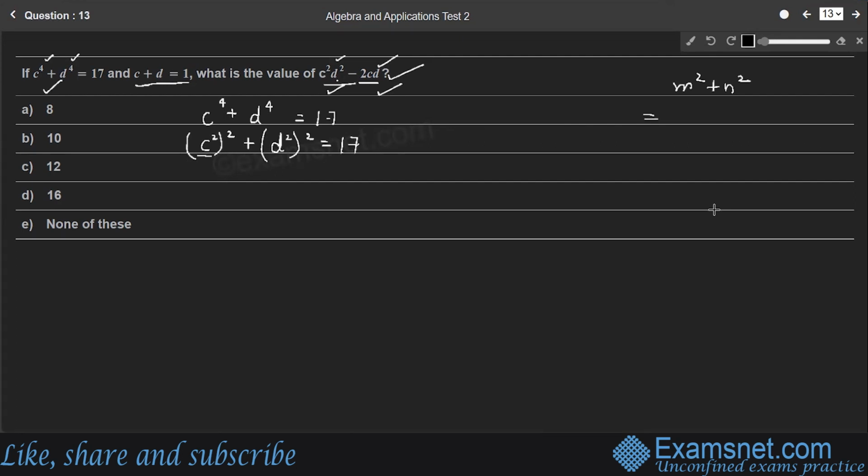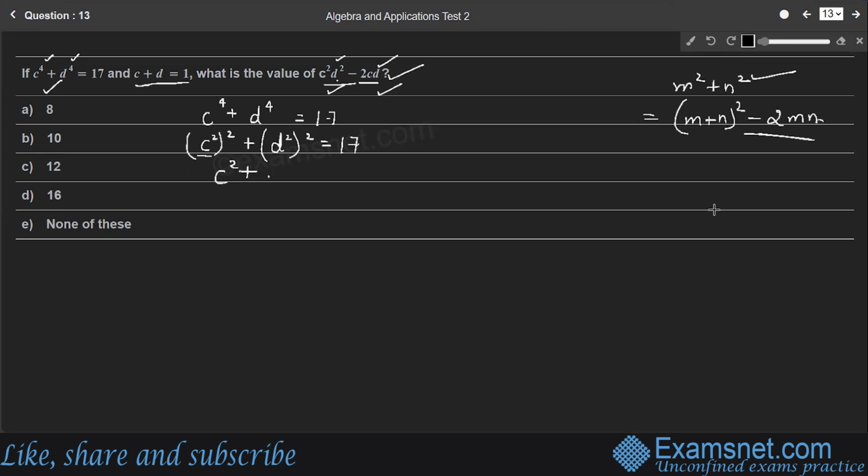This can be written as m plus n the whole square minus 2 times m into n, because m plus n the whole square is m square plus n square plus 2mn. Subtracting that 2mn, it becomes minus 2mn. Similarly, c square the whole square plus d square the whole square can be written as, in place of m, we are writing c square.